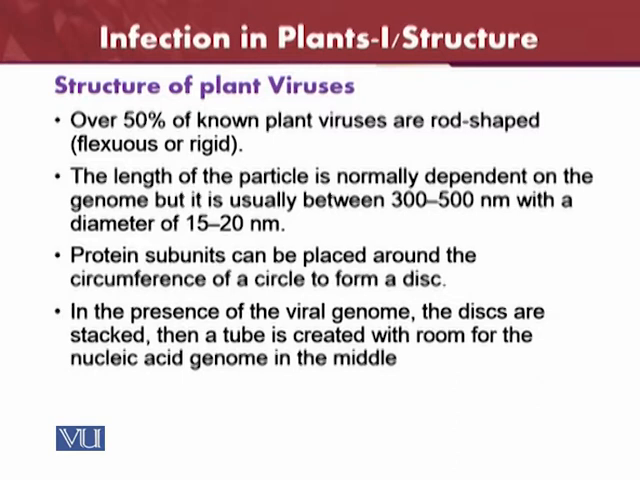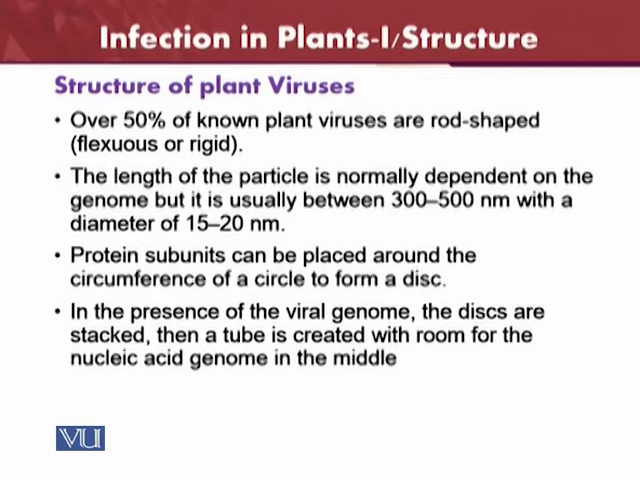The length of the particle is normally dependent on the genome, but is usually between 300 to 500 nanometers with a diameter of 15 to 20 nanometers. So the diameter of the rod shaped virus will be 15 to 20 and the length will be 300 to 500 nanometers. The protein subunits can be placed around the circumference of a circle to form a disc.